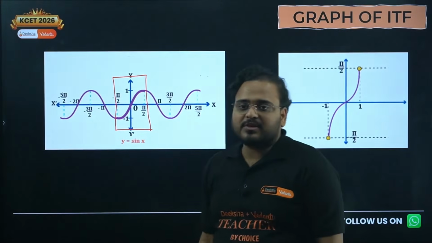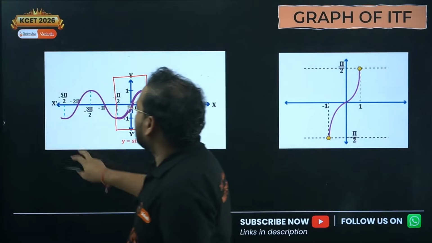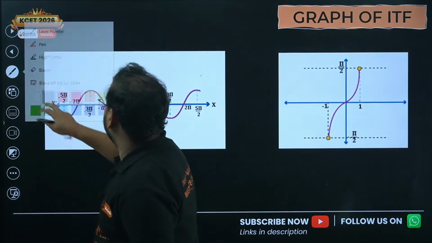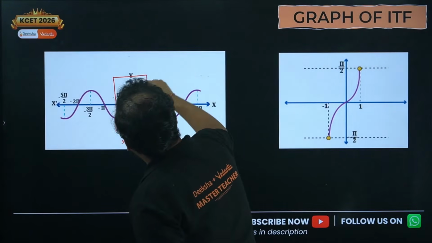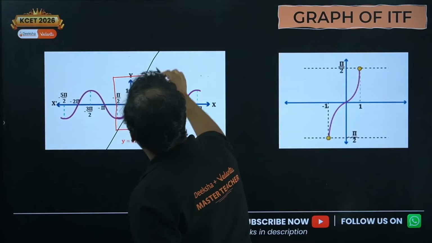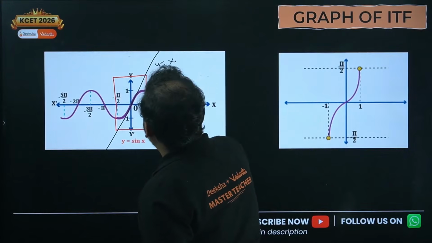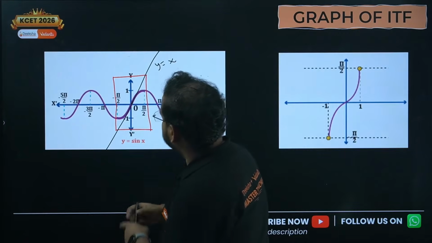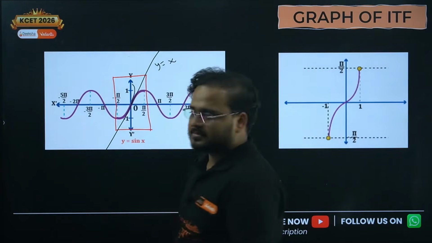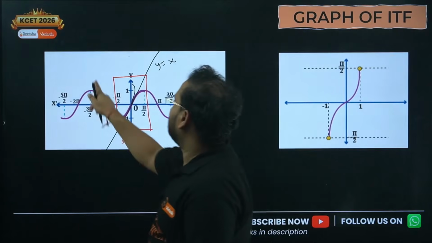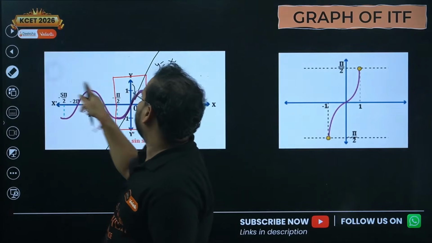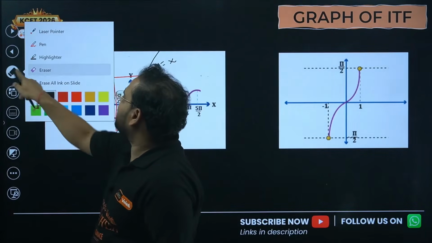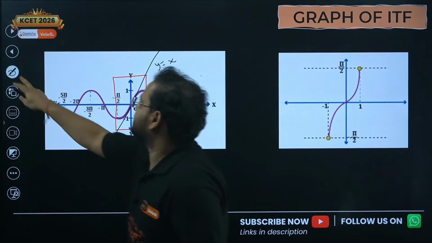And you take the image of this about which line? About this line. What line is this? The y equal to x line. This curve will become something like this. I want to erase this because it's too confusing, but you're getting my point, right?